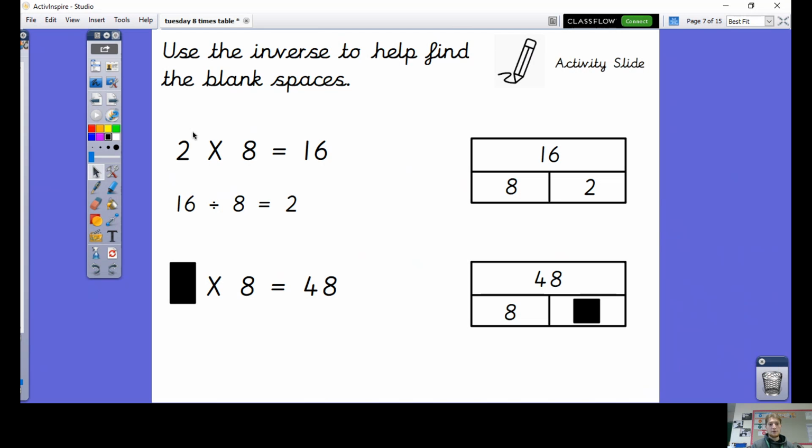Fantastic. 2 times 8 equals 16. 16 divided by 8 equals 2. We're just using the inverse to find out the correct answer. Right, let's look at this second one then.